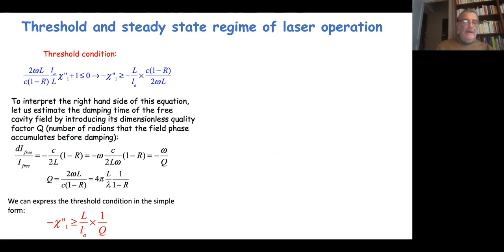And after a few lines of calculation, you find very easily that the condition for threshold is to have minus chi double prime 1, which is the linear amplification, larger than 1 over Q, where Q is the quality factor of the cavity. Q is the number of cycles that the field can evolve into before damping occurs. And so you need to have a very good cavity, a very large Q, and minus chi double prime 1 has to be larger than 1 over Q times this dimensionless factor, which is the length of the cavity divided by the length of the amplifying medium.